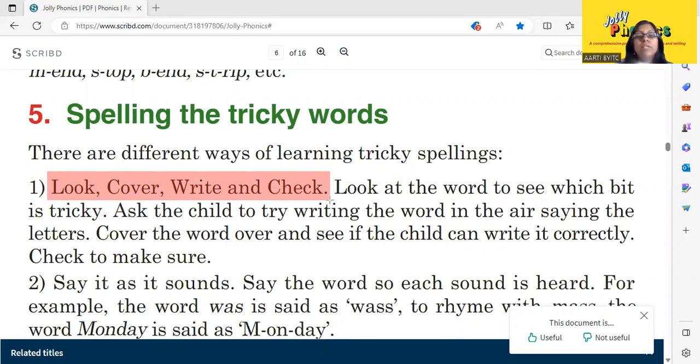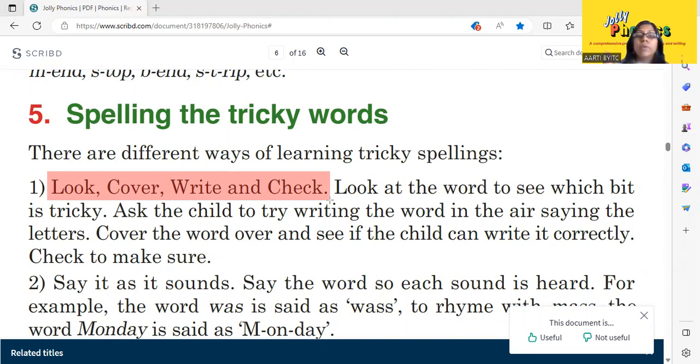Now ask the child to try writing the word in the air. Air writing, we have already heard about it. If not, making that word in the air is called air writing, right? So ask the child to try writing the word in the air, saying the different letters, right? Now cover the word over. Just cover it over and see if the child can write it correctly, and then make sure whether the child has written it correctly or not.